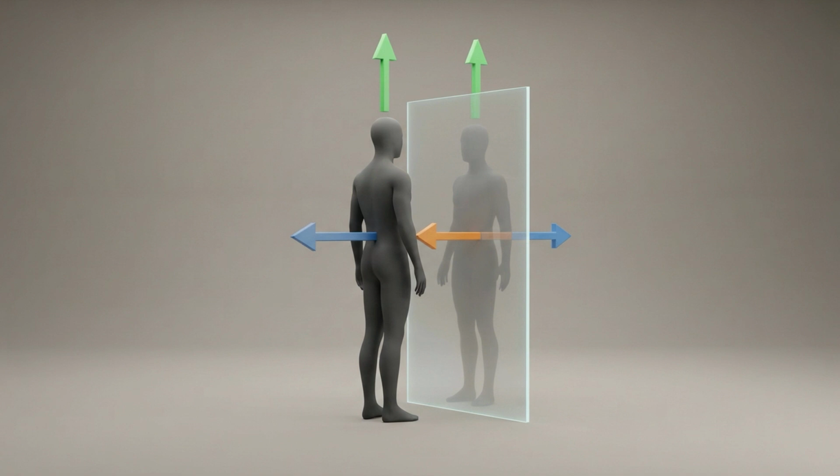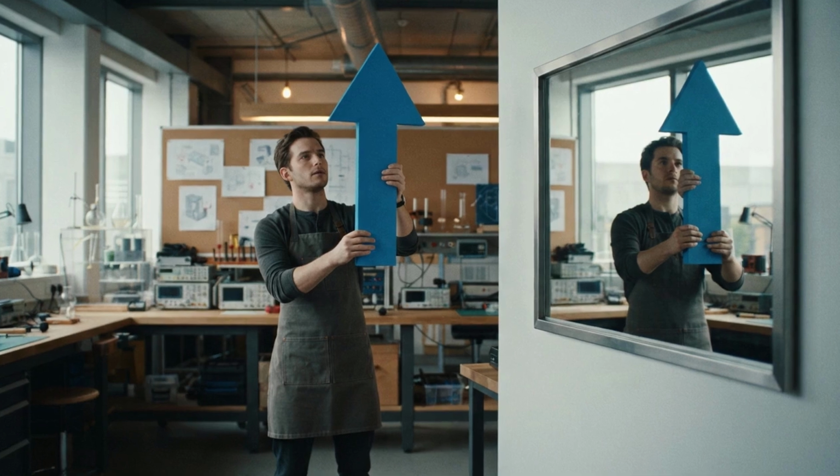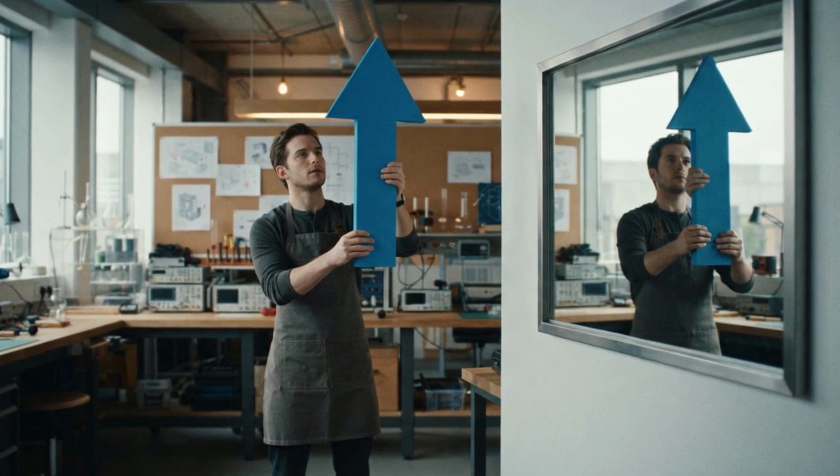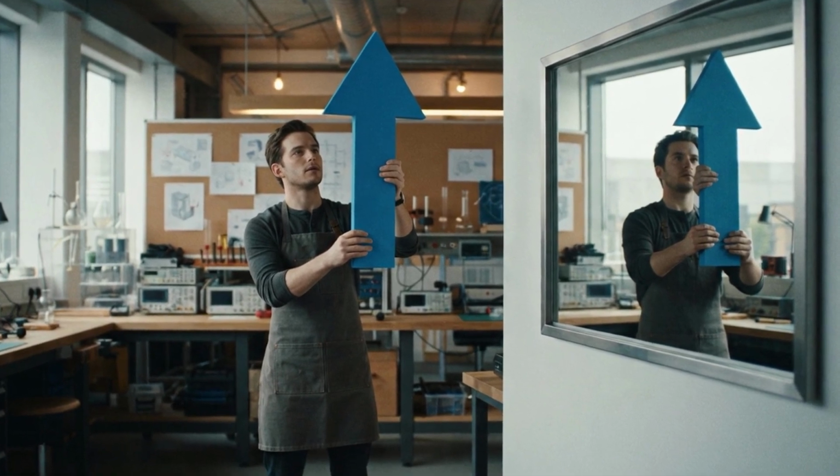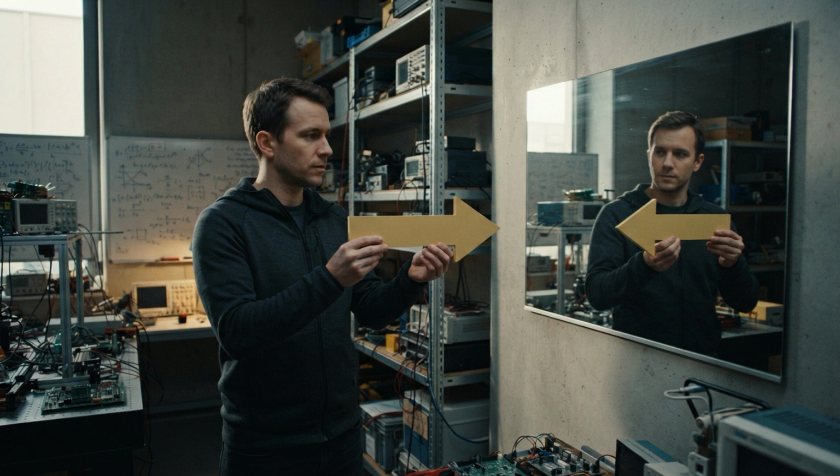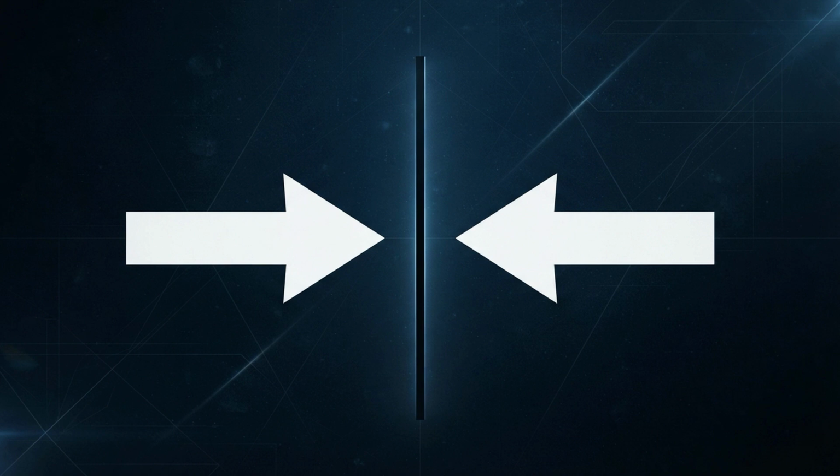Try this with 3 imaginary arrows. Point one toward the ceiling, its reflection still points up. Point another toward the right-hand wall. Its reflection also points toward that wall, but point an arrow straight at the mirror, and the reflected arrow points back toward you. That is the real reversal.